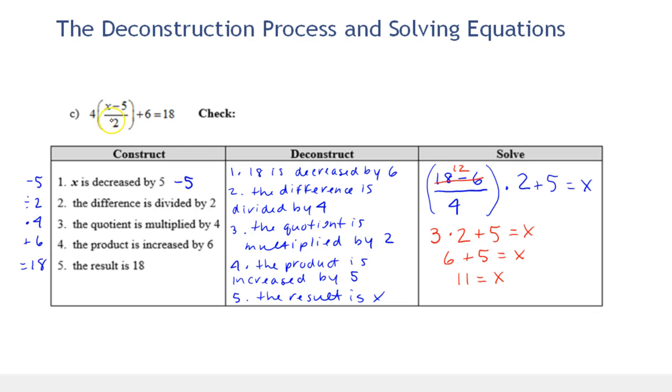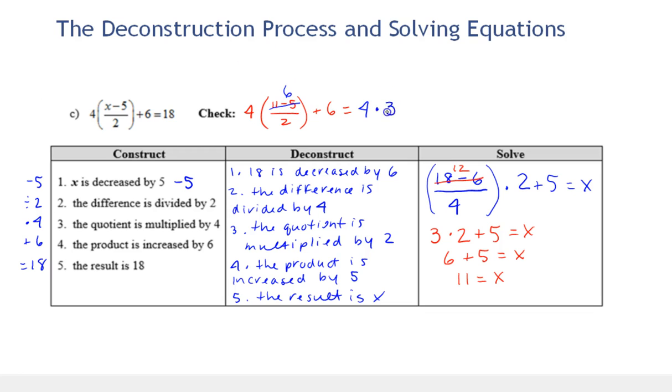Let's check it by replacing x with 11 in the left-hand side of the equation and evaluating. So 4 times 11 minus 5 over 2 plus 6. So 11 minus 5, again I'm going to do this right here, is 6. Okay. So now we have 4 times 6 over 2. So I did the subtraction. Now we could do the multiplication or division. First it's easier just to divide first. We could cancel out the factor of 2, and that's acceptable as well. But 6 over 2 is 3.